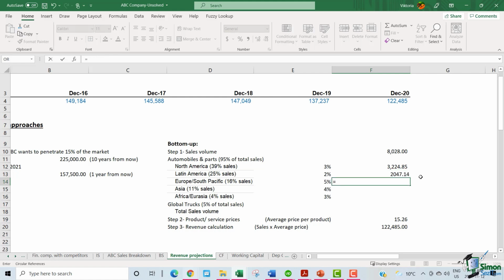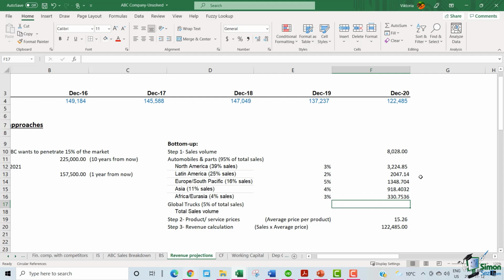2% growth rate. Europe is 16% of sales, and we times the 5% growth rate. Asia is 11% of sales with a 4% growth rate. Africa is 4% of sales with a 3% growth rate. And finally, the global trucks are 5% of sales with a 2% growth rate.